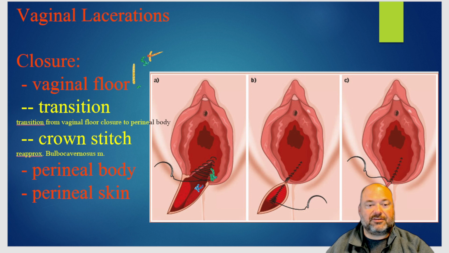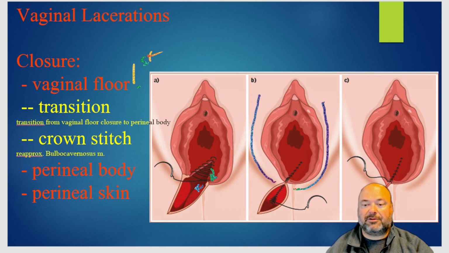That's our transition stitch. The next thing that I do is, again, we've got our bulbospongiosis that's coming up here on each side. This is showing somewhat of a medial lateral laceration or episiotomy, but this musculature is going to be disrupted right down here. So whether we have a midline defect or a more lateral or medial defect, we need to bring this muscle back together.